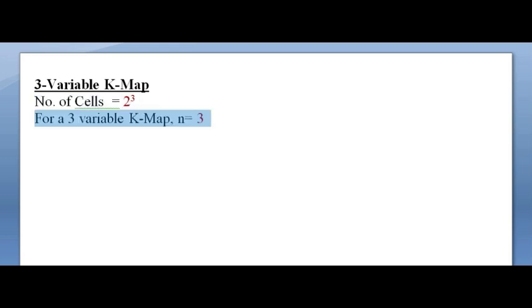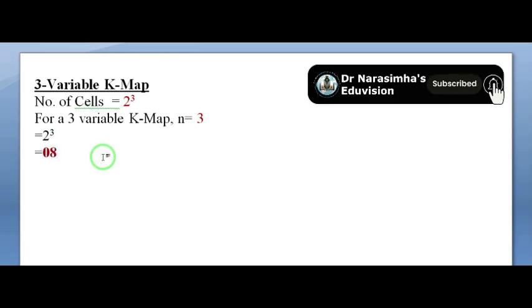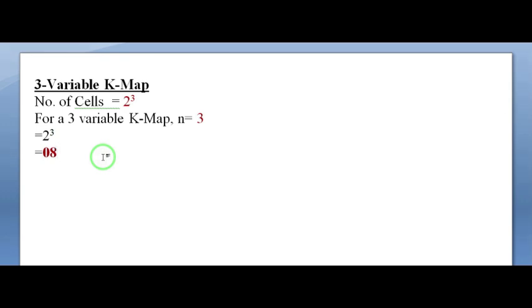Now we will draw a three variable K map. The total number of variables is 3. Therefore, it requires 2 to the power of n cells, that means 2 to the power of 3, which equals 8. That means the three variable K map is going to have 8 cells which are distributed into rows and columns. Now I'm going to draw.